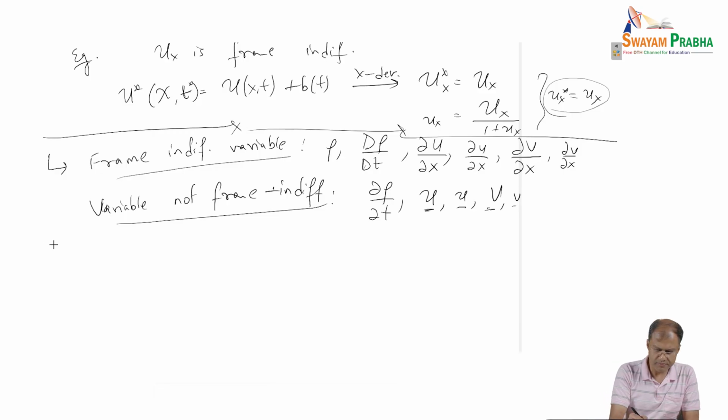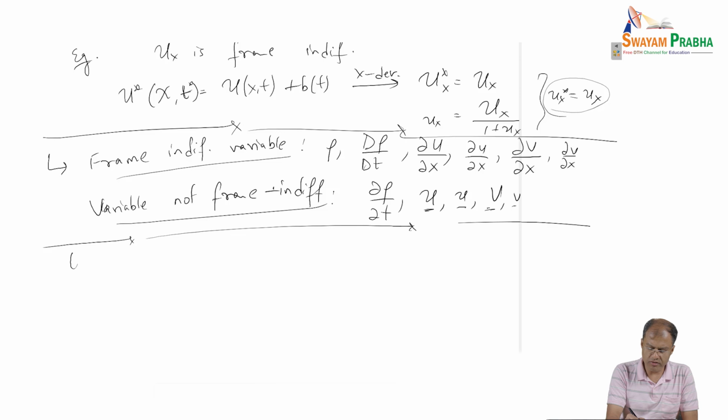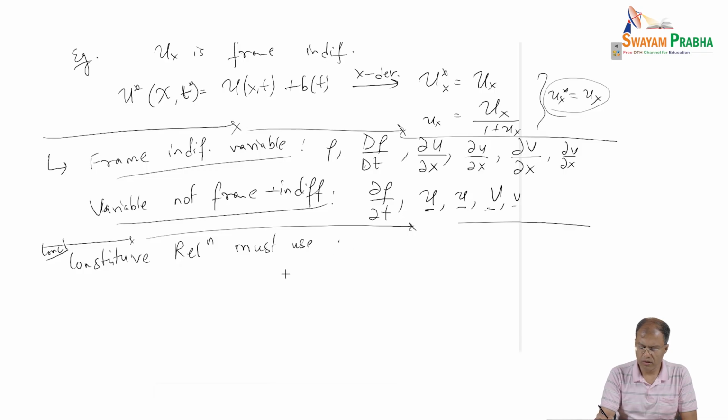So which means that the conclusion, this is my conclusion so far, is that the constitutive relation must include frame indifferent variables. The constitutive relation I would say must use frame indifferent variables, and it could have a combination of many frame indifferent variables, right?